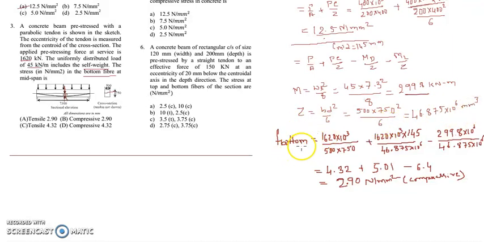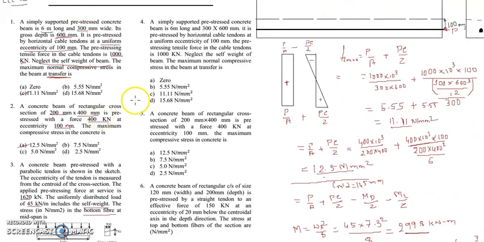And substituting everything at the bottom, at the center of the beam, it is P by A, plus PE, where E is equal to 145 mm as given, divided by this Z value, minus the combined live load plus dead load, which is 299.8 × 10 to the 6 divided by 46.875 × 10 to the 6. So the final answer I get is 2.9 Newton per mm square. The answer is actually compressive. The answer is B. Let's go to the next question.